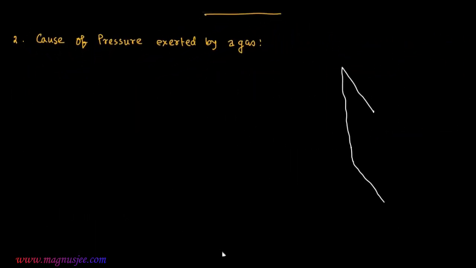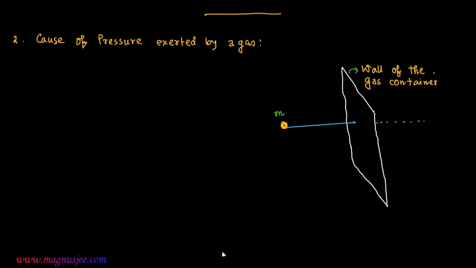Number 2 concept is cause of pressure exerted by a gas. We can draw the wall of a container of gas. M is the mass of one molecule of ideal gas, and this molecule of mass M collides with the wall of the gas container along x direction or along x axis.